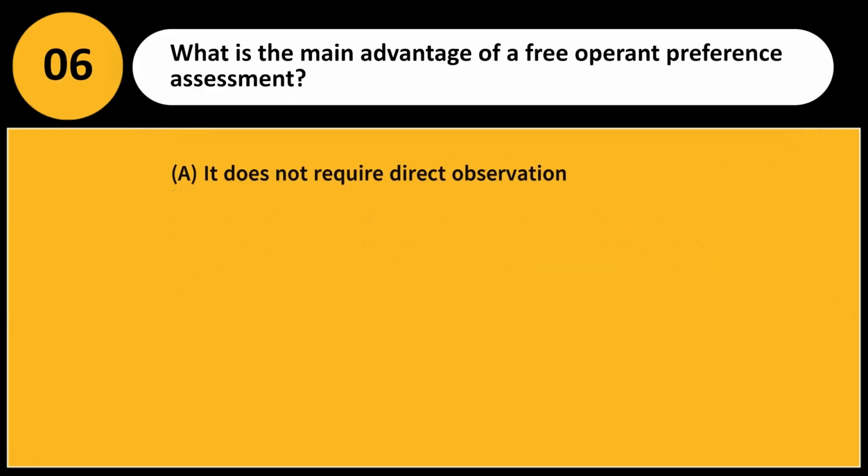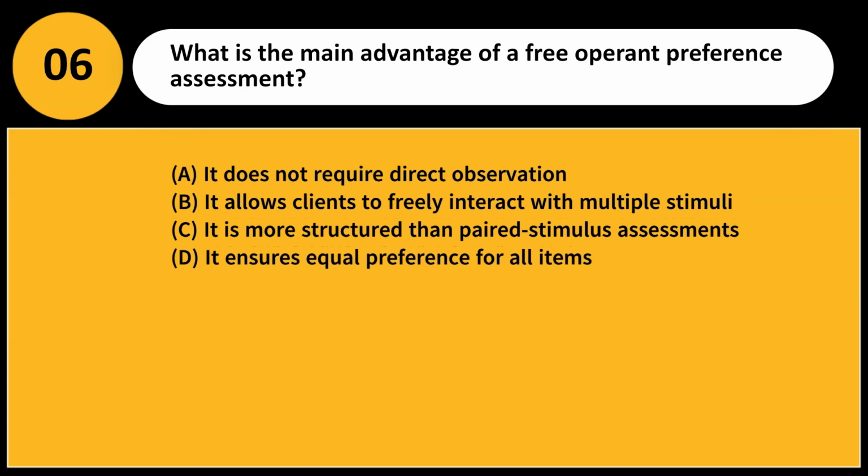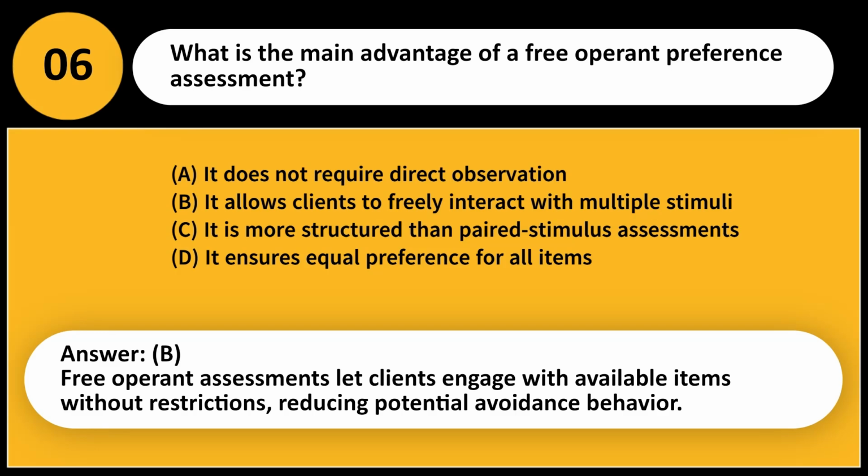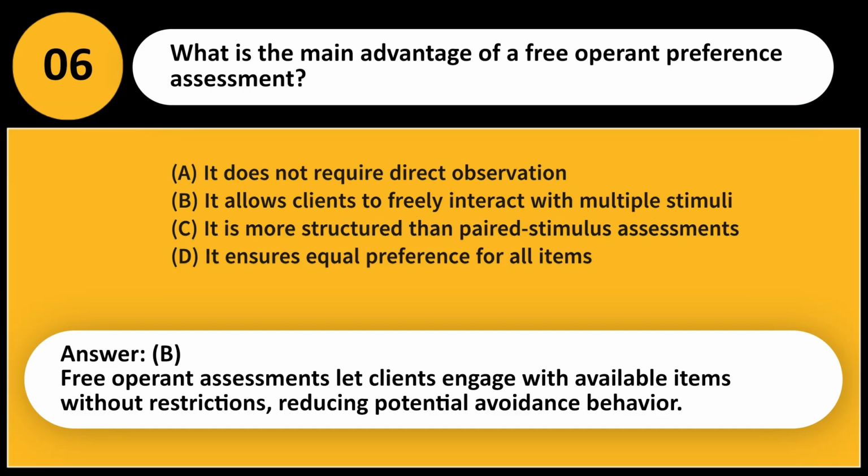What is the main advantage of a free operant preference assessment? A. It does not require direct observation. B. It allows clients to freely interact with multiple stimuli. C. It is more structured than paired stimulus assessments. D. It ensures equal preference for all items. Answer B. Free operant assessments let clients engage with available items without restrictions, reducing potential avoidance behavior.